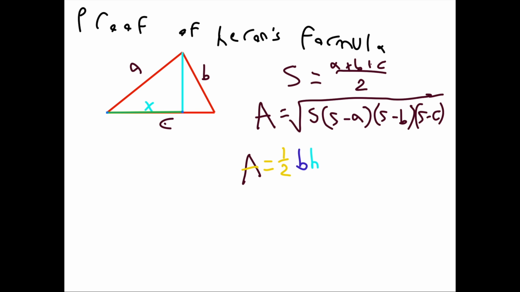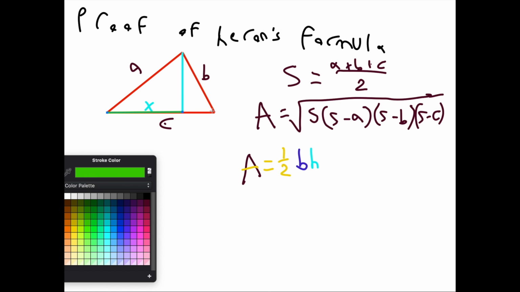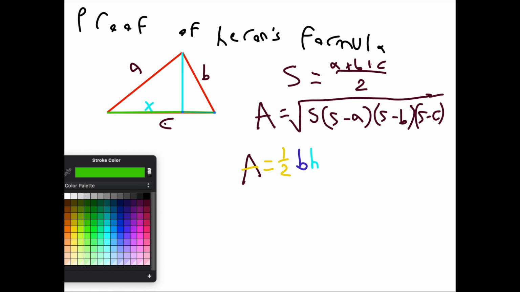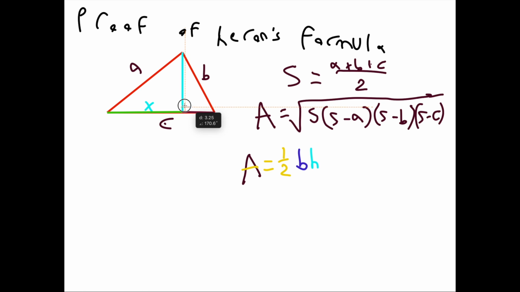Then this length here would be C minus X, because this whole length is C and this part is X. So if this whole length is C, what is this length? C minus X, because this is C, this is X. So that's actually a pretty neat trick you can use.